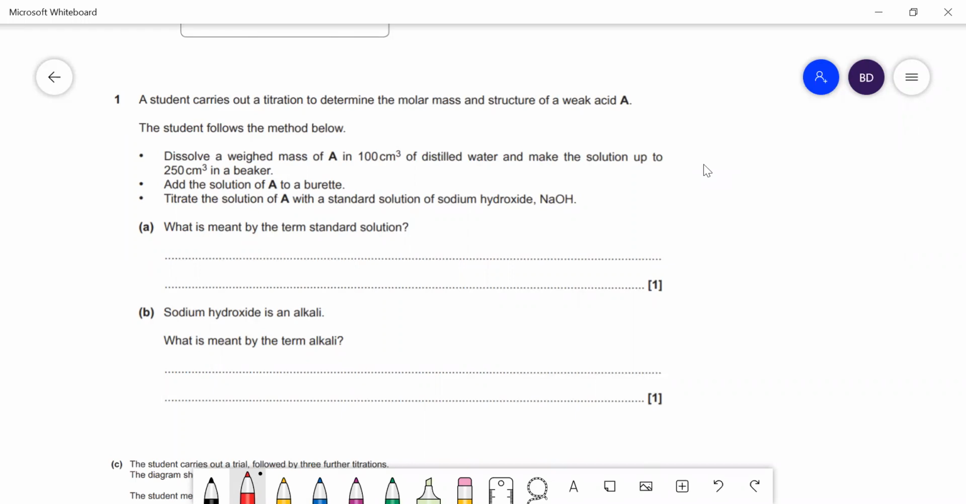Student follows the method below. Dissolves A in 100 centimeters cubed of distilled water and made the solution up to 250 in a beaker. So he's made a mistake there. He should have put it into a volumetric flask. And then the added solution, we're going to be asked about that. Add the solution A to a burette and do a titration against sodium hydroxide.